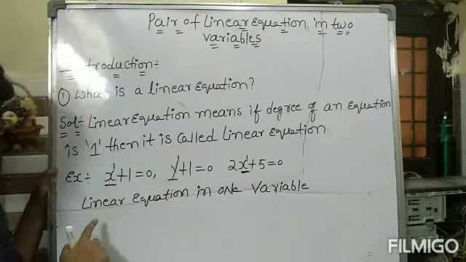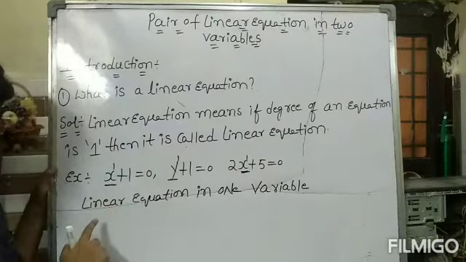So a linear equation in two variables means that in this equation there are x and y, two variables. The earlier equations are linear equations in one variable, since only x or only y is there. Our topic is a pair of linear equations in two variables.